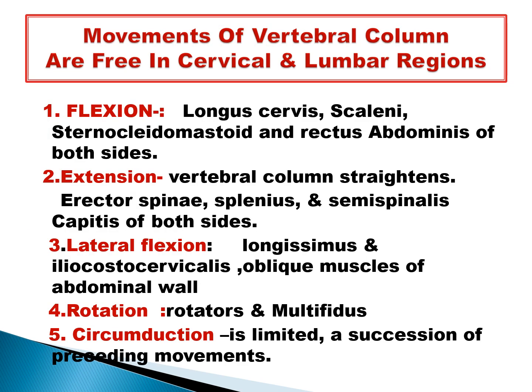The main muscles causing flexion, and the movements are more well appreciated in the cervical and lumbar regions: longus cervicis, scalene, sternocleidomastoid, and rectus abdominis of both sides. Extension of the vertebral column, that is straightening, is mainly by the erector spinae group of muscles and the transversospinalis group of muscles. Lateral flexion is by longissimus, iliocostalis and the oblique muscles of the abdominal wall. Rotation is by the rotatores and the multifidus. Circumduction is a limited succession of movement by the preceding movements.